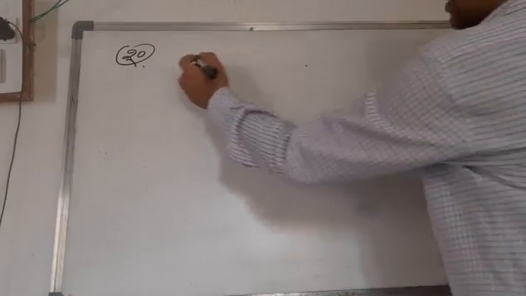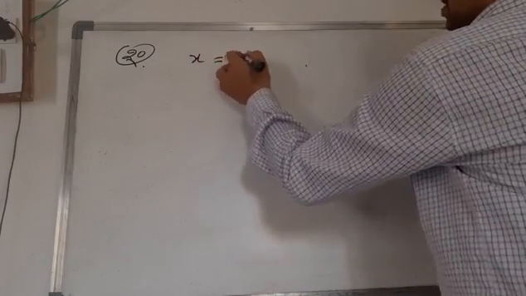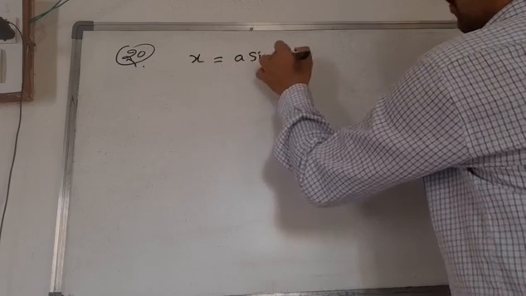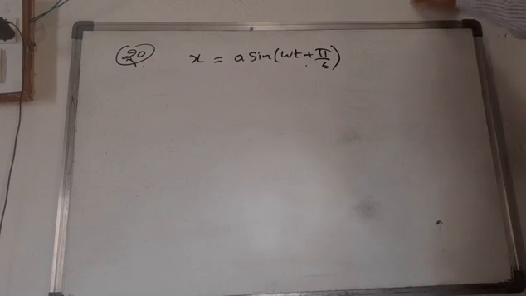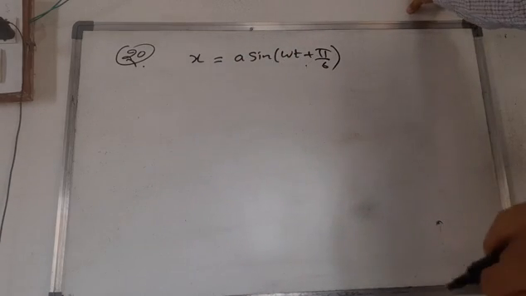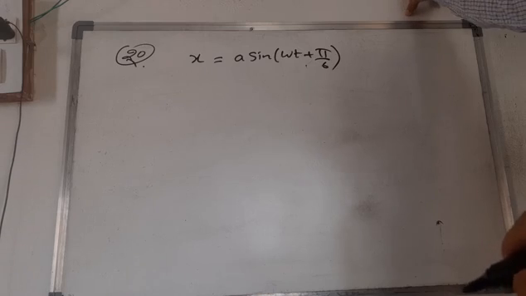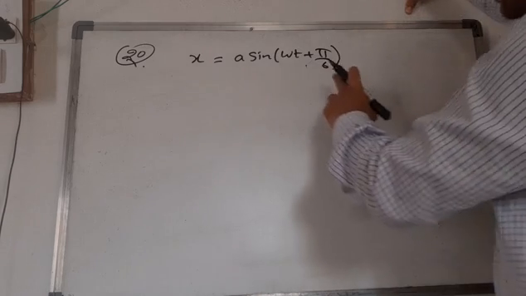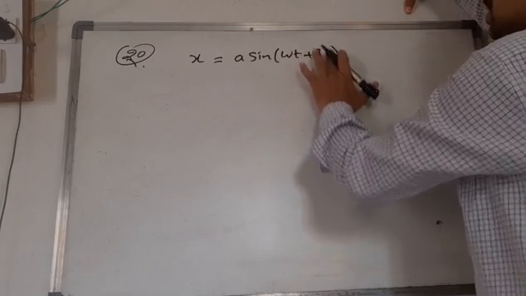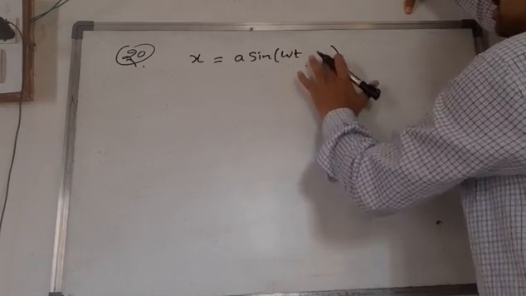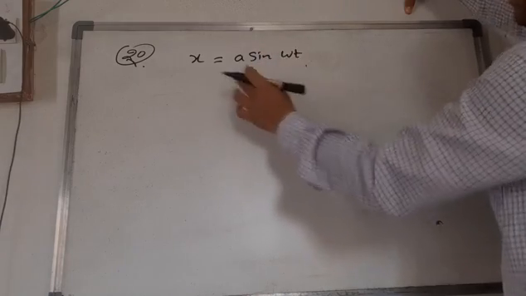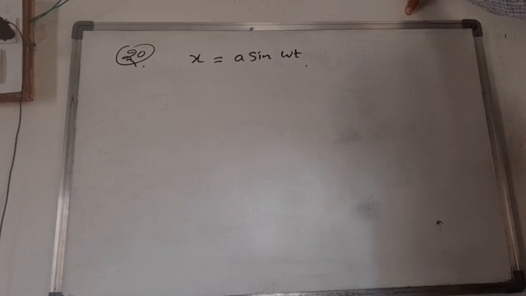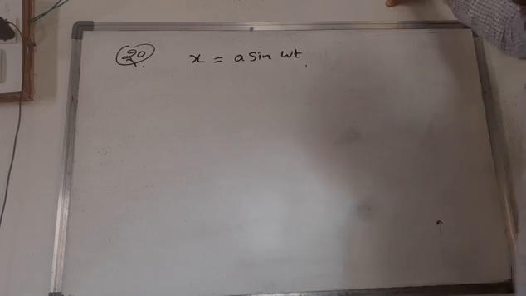So he has given x is equal to a sine of omega t plus pi by 6. So this is not pi by 6. Simply we shall take x is equal to a sine omega t only. Pi by 6, please strike it off.